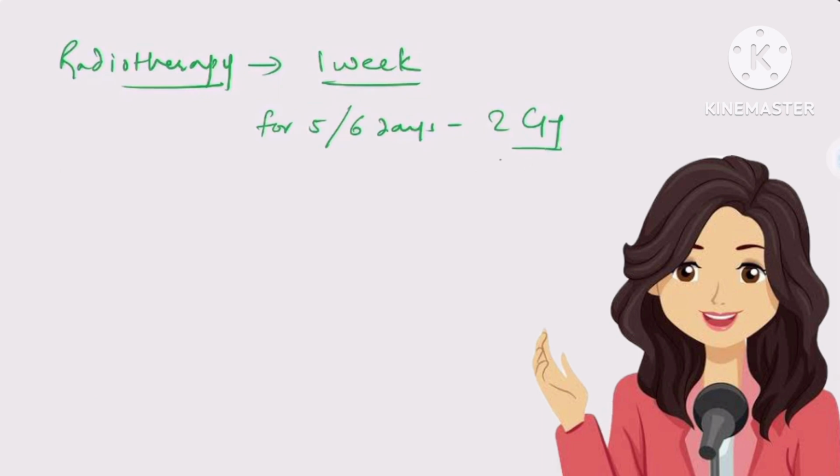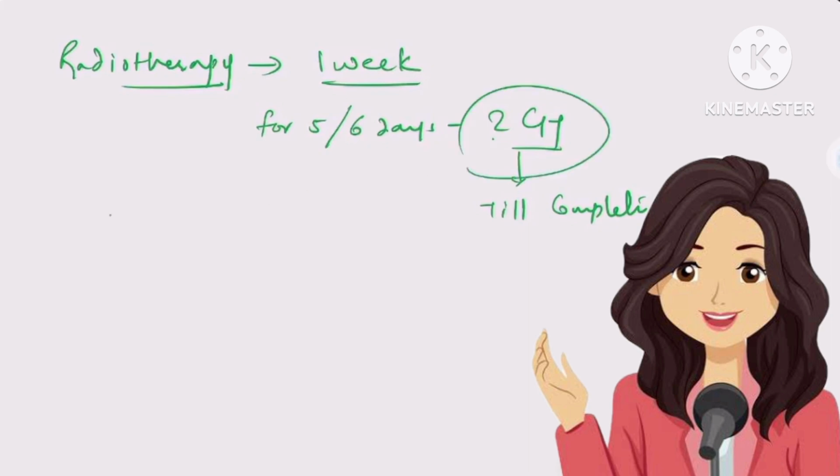Okay. And we give it till we complete 10 grays. All right, 2 grays. Why are we not administering 10 gray at once? Why are we fractionizing the doses?